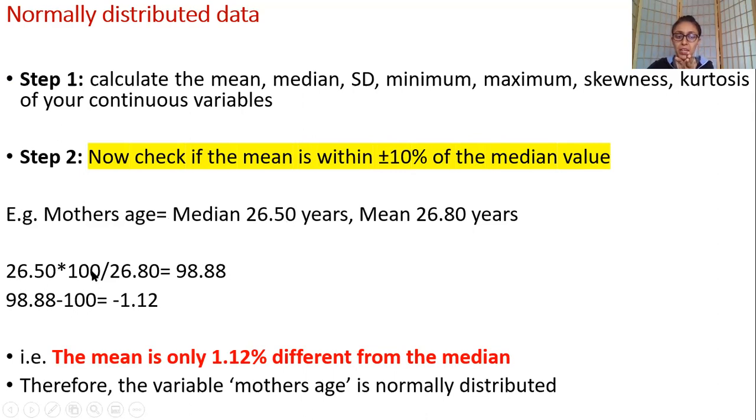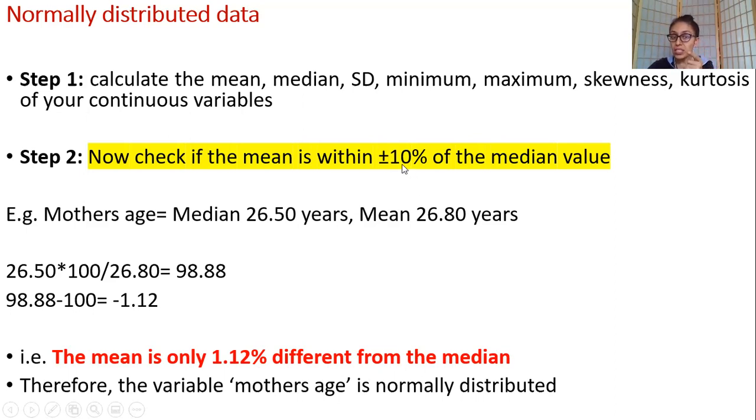You have your median into 100 divided by your mean, which gives you 98.88. You minus this from 100. So now you know that the mean is only 1.12% different than the median. Okay, so there is not much difference between 26.50 and 26.80, and therefore the mean is only 1.12% different from the median.